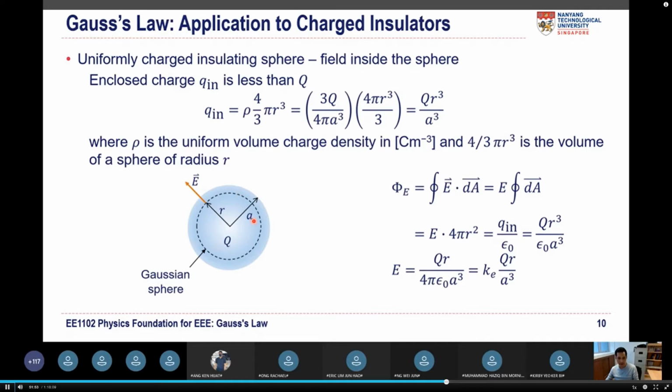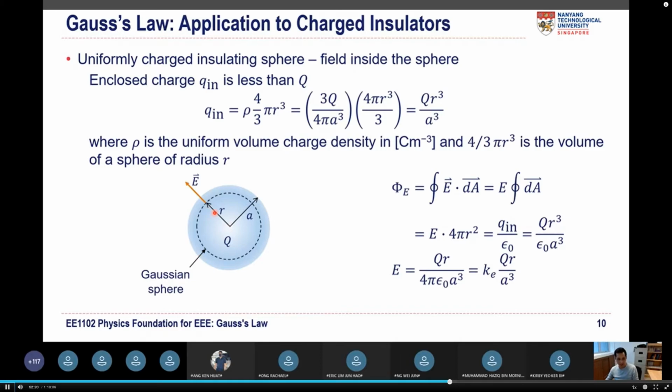Okay, like that. And then we can come up with the charge that is enclosed in this Gaussian sphere, and that's going to be rho times 4 over 3 pi r cubed. So 4 over 3 pi r cubed is the volume of this Gaussian sphere. If you multiply the volume by the volume charge density, then you get what? This is going to give us the total amount of charge that is enclosed inside this Gaussian sphere, inside the ball.